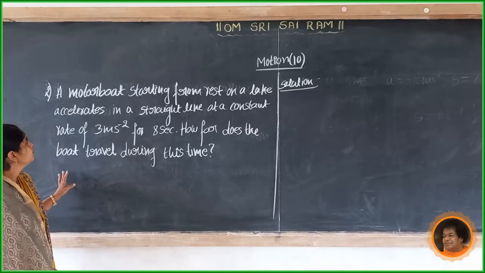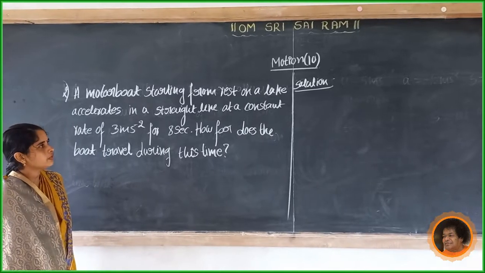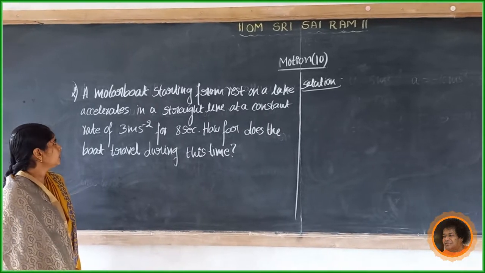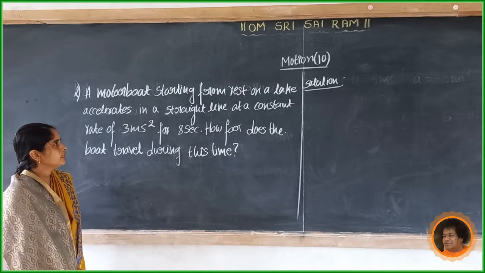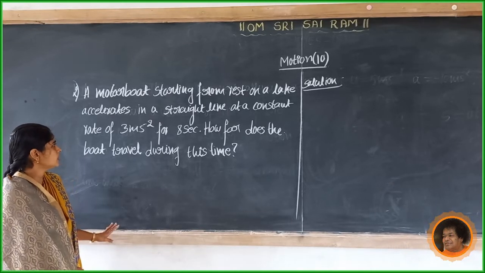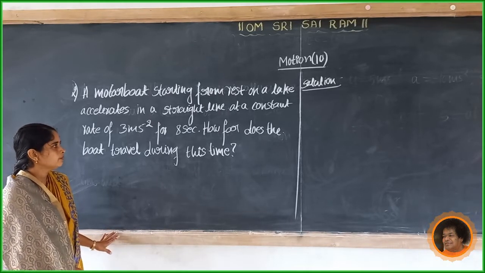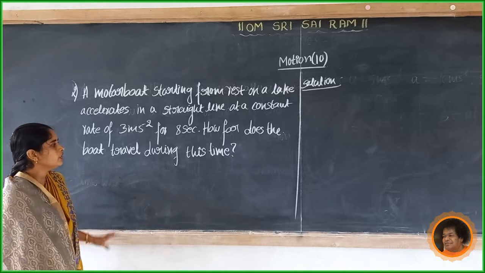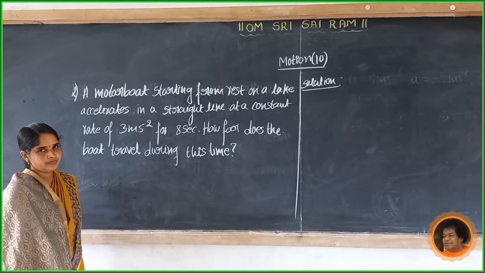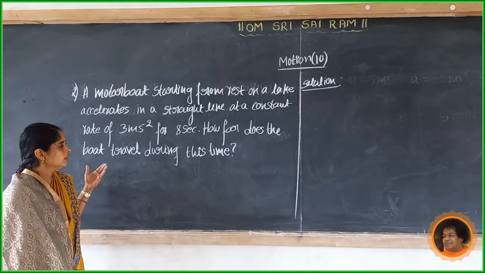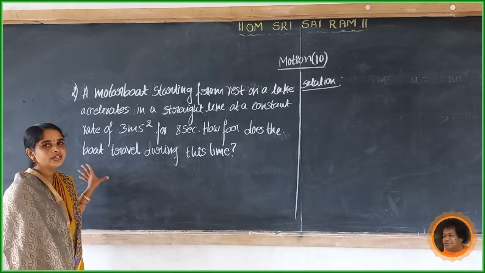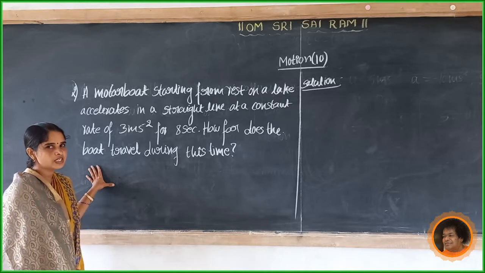Second problem. A motor boat starting from rest on a lake accelerates in a straight line at a constant rate of 3 meters per second squared for 8 seconds. How far does the boat travel during this time? Here, calculate the distance traveled.